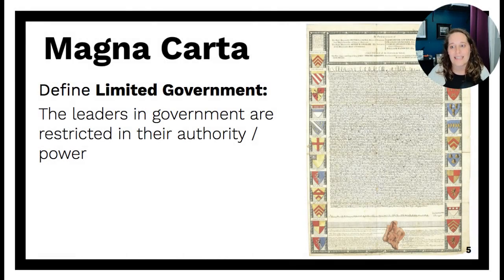So the first is this idea of limited government. Limited government is where the leaders in government, or even the government itself, are restricted in their authority and power. The government has boundaries, things they cannot do, so that our rights are protected. And so this helps to protect our freedoms and our rights.